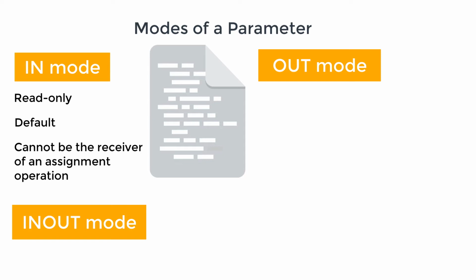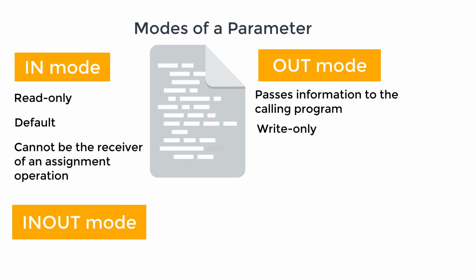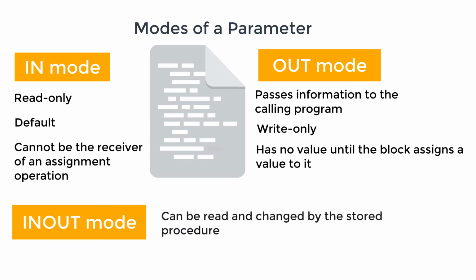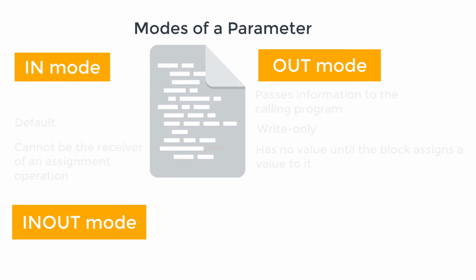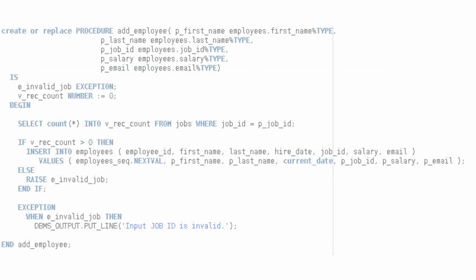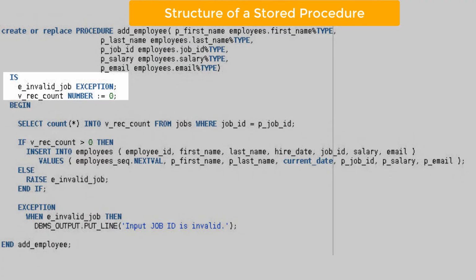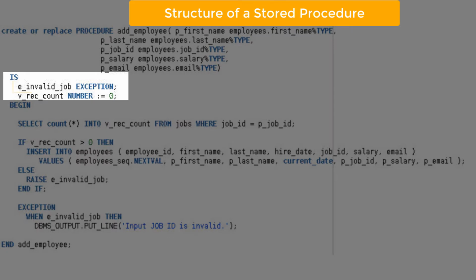A variable passed in the out mode passes information back from the stored procedure to the calling program. It is a write-only variable and has no value until the block assigns a value to it. A variable value that is passed in the in-out mode can be both read and changed by the stored procedure. The changed variable value is copied back to the passed variable when the procedure completes. Now, let us look at the declarative section of this procedure.